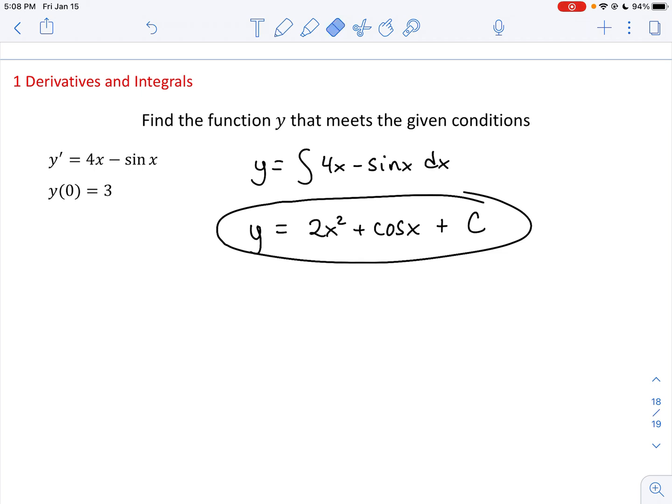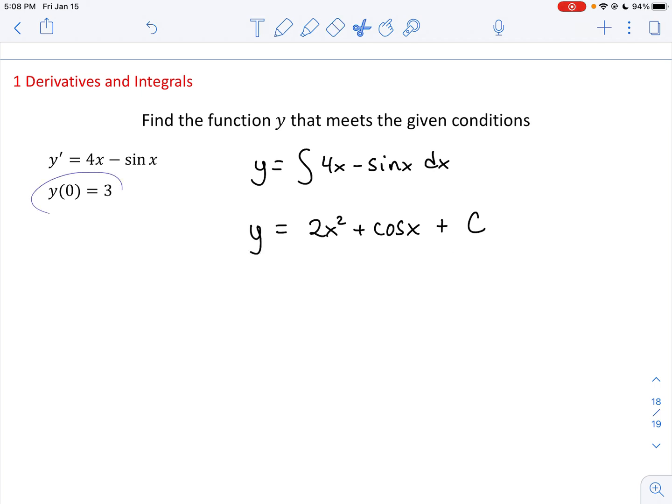So this is the answer. That's the family of functions. We want to find the specific function that also satisfies this condition. So we know that when you plug 0 in for x, you should get 3 back for y. So 3 for y and 0 in for x. That gives me 3 is equal to 2 times, that's 0, plus cosine of 0, that's 1. And then, so c is going to be 2.